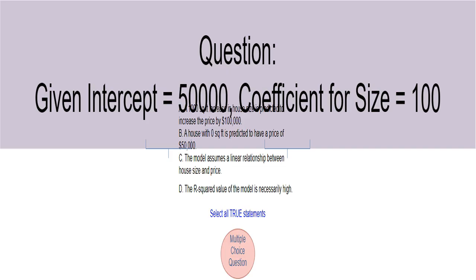This question presents a linear regression model used to predict house prices. I'm given the intercept and coefficient values, which are essential for interpreting the model's predictions. The intercept represents the predicted house price when the house size is 0, and the coefficient tells me how much the predicted price changes for each 1 unit increase in house size. Let's see how we can use this information to answer the questions.